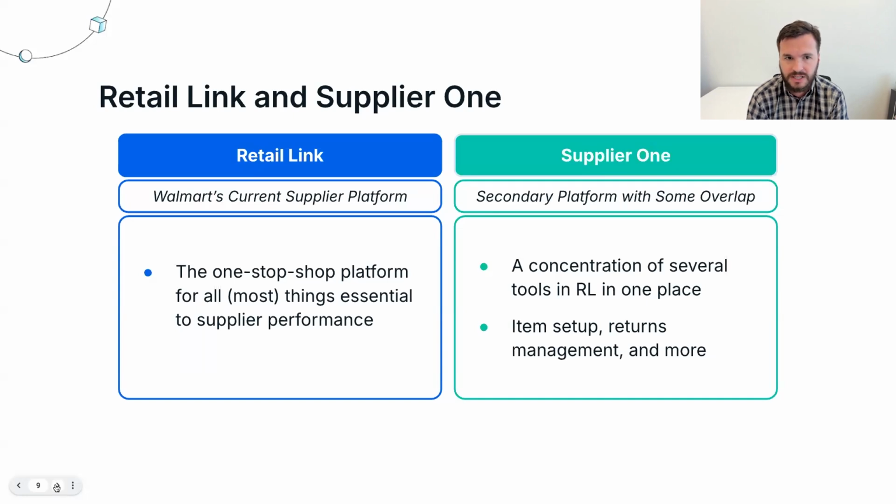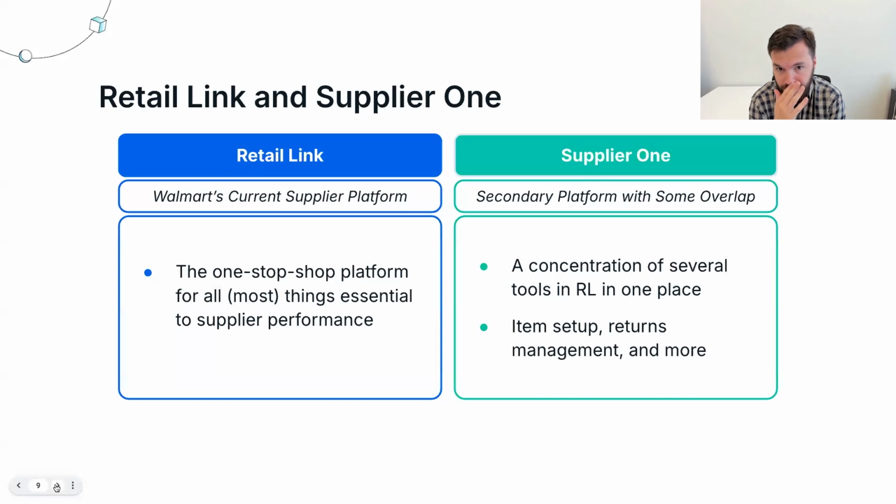There are still certain things that you can only do in Retail Link. There are certain things that now you can only do in Supplier One. There are certain things that you can only do in Luminate. So now suppliers have to be using all three of these platforms. But Retail Link, which used to house everything, no longer does. So Retail Link is still Walmart's current supplier platform. That's the language that we're using to describe this. This is the place where you go for everything except for Luminate.